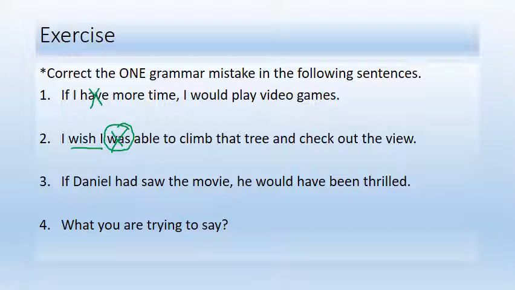If Daniel had saw the movie, past perfect, of course, had seen the movie, he would have been thrilled. What you are trying to say? Of course not. What are you trying to say? When we are writing a WH question, the verb comes before the subject.